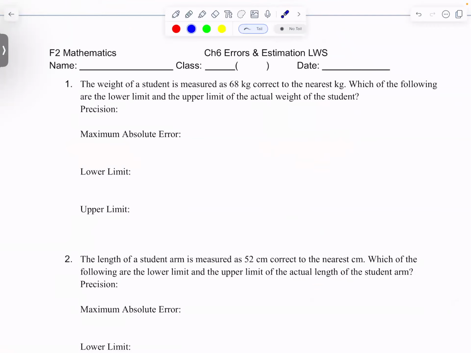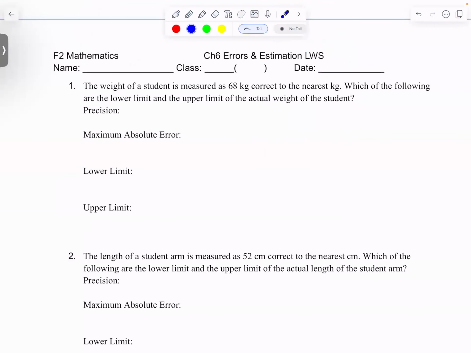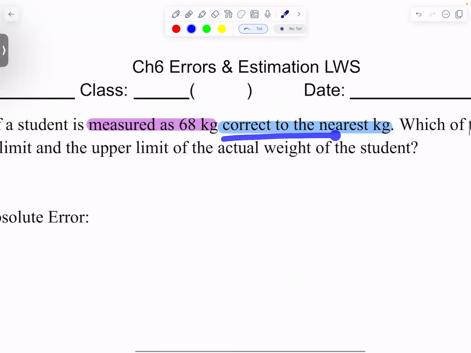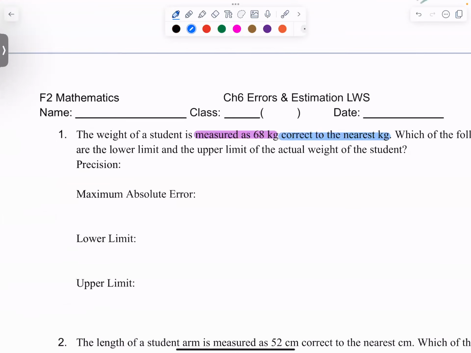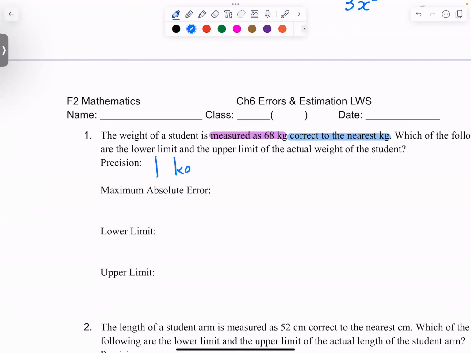Oh, what do we have here? We have a thing called here, measure at 68, correct to the nearest kg. These are your important words. Correct to the nearest kg. Whenever you see the words like correct to something, that means that is the precision. So your precision is 1 kg. Because 1 here is hidden. So it's 1 kg.